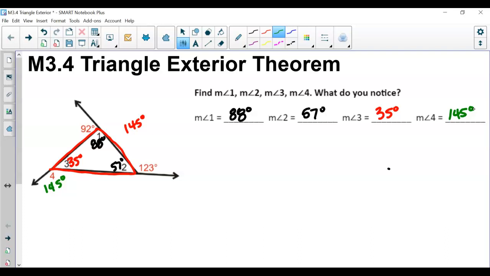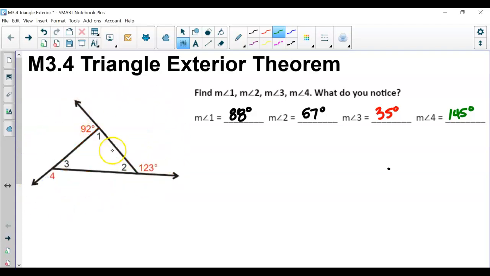So the first thing I noticed is when we added these two together, you got 145. This was the same as this exterior angle here that these two angles are opposite of. So what if I added these two angles that are opposite from this exterior angle here? Well, you add these up and you get 123. Well, what do you notice?